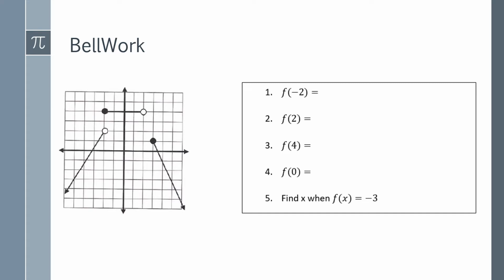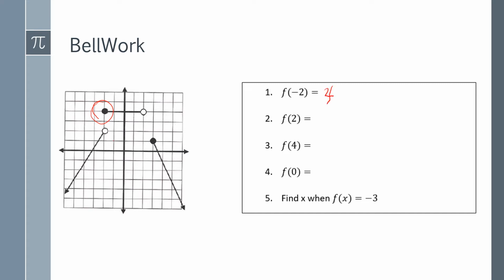f of -2. So we go to x is -2. Remember, we have the two choices. We always choose the closed circle, so that's going to be 1, 2, 3, 4. Did I count that right? 1, 2, 3, 4. So f of -2 is 4.